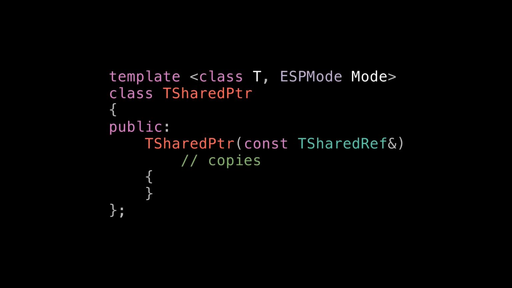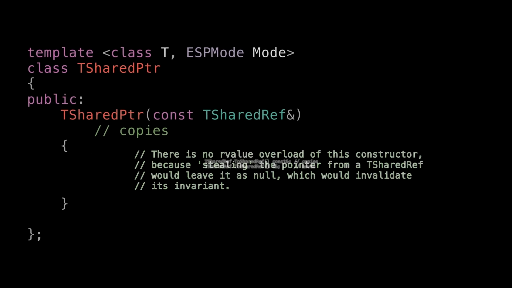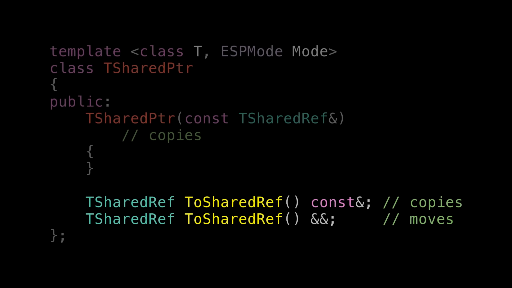It has an implicit converting constructor from a const reference to shared ref, and there's another comment explaining again why there's no R-value reference overload, because we can't break shared ref's invariant. On the other hand, when converting to a shared ref, shared pointer can be smart. It has a const ref qualified overload of the conversion that will bump the reference count and give you a new shared ref. But there's also an R value qualified overload that moves the reference count into a new shared ref, leaving this null. And shared pointer can do that precisely because of its weaker invariant.